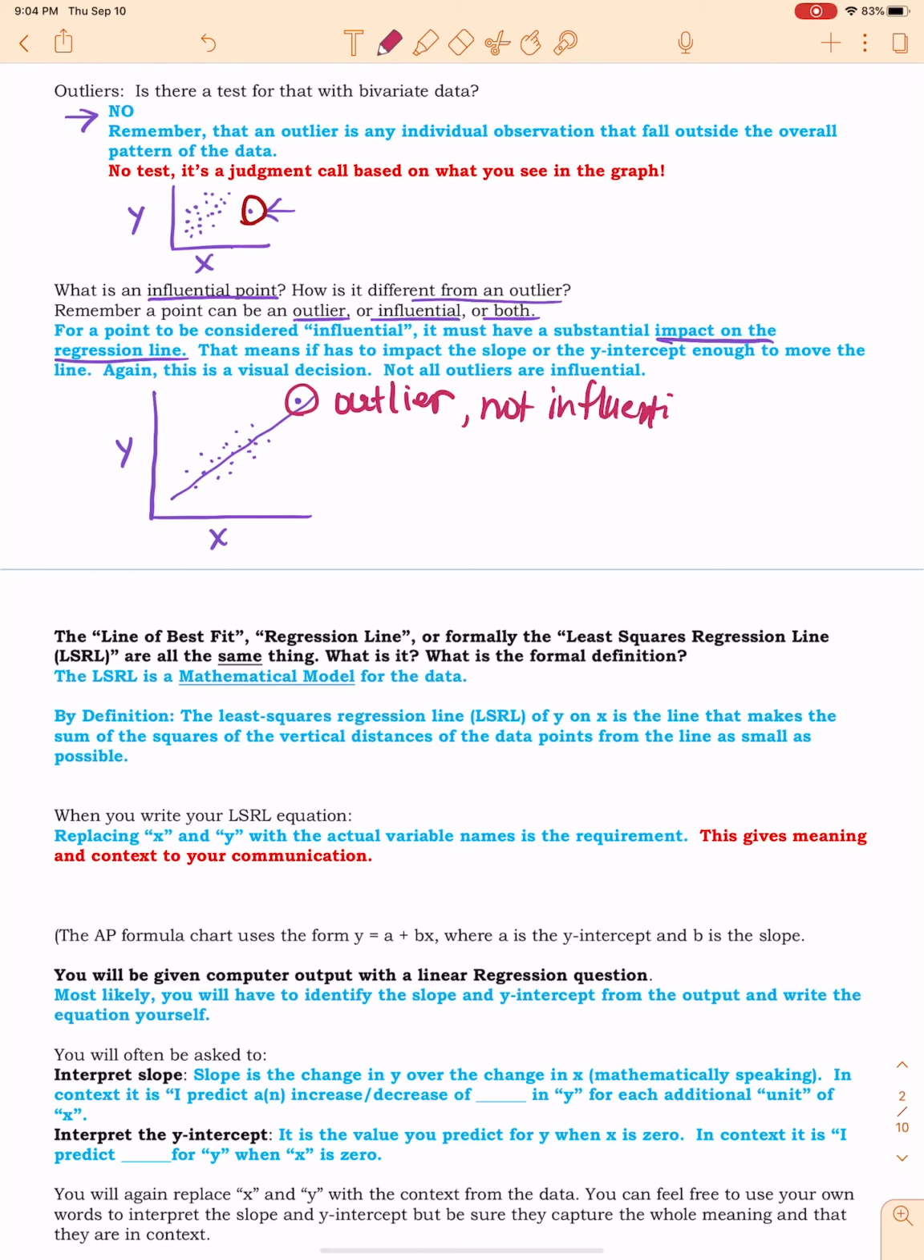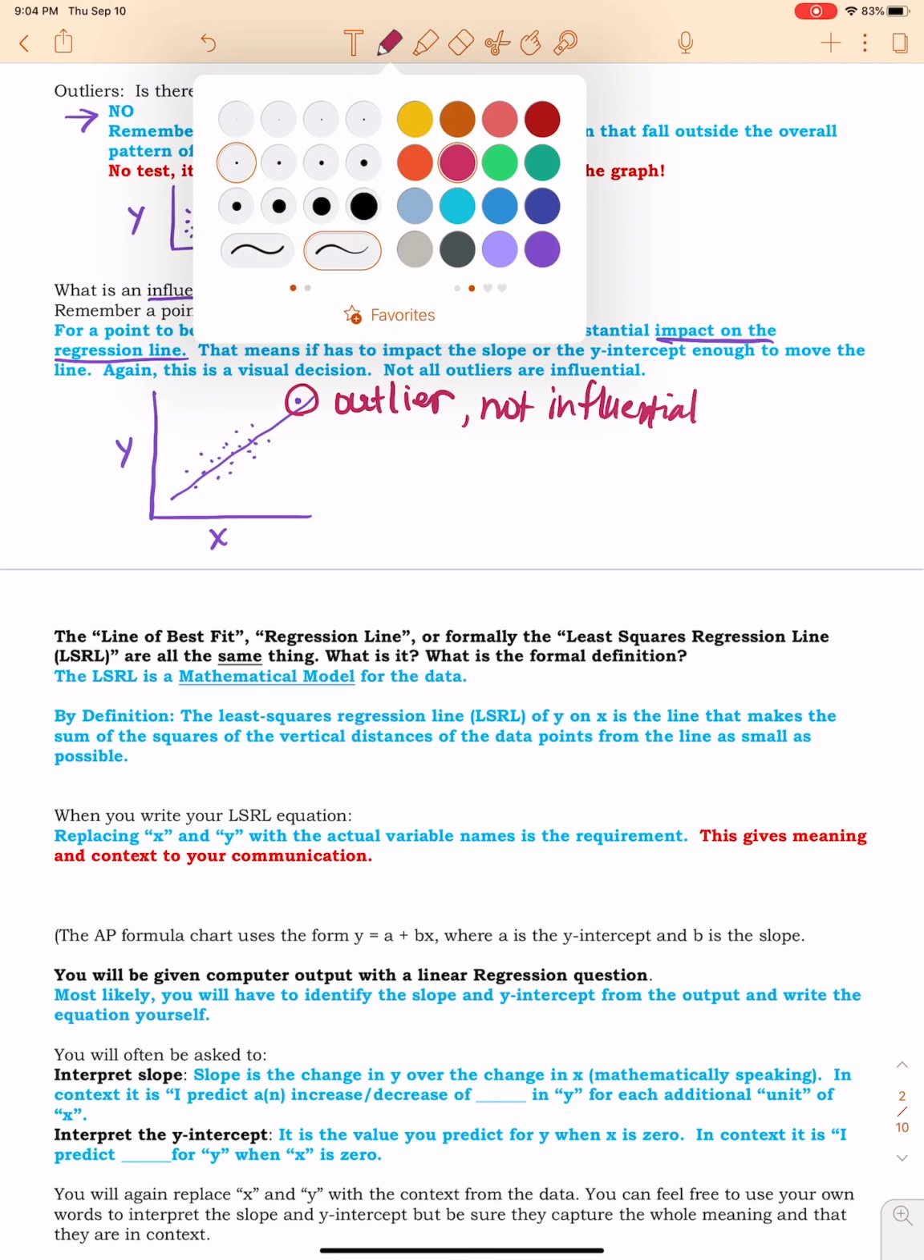My handwriting is just ridiculous. Okay, so it's not influential because the slope and the y-intercept won't change, because it's actually going to strengthen the relationship, because it's going to lengthen that line right there. So it's not going to change the relationship. It's actually going to strengthen this particular relationship.